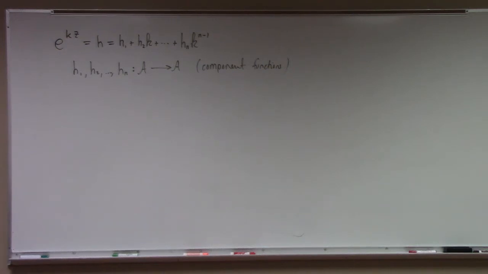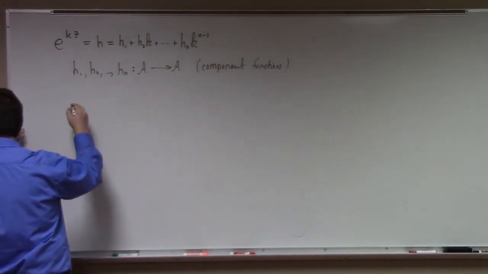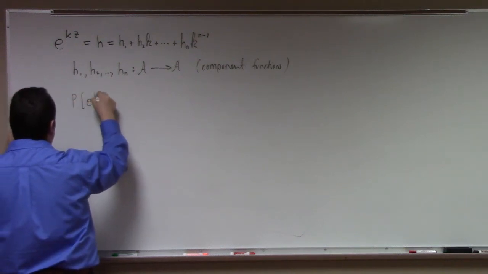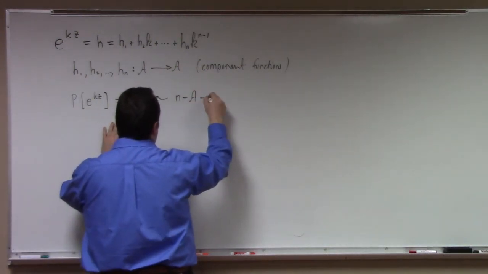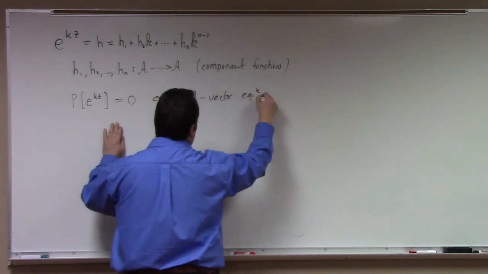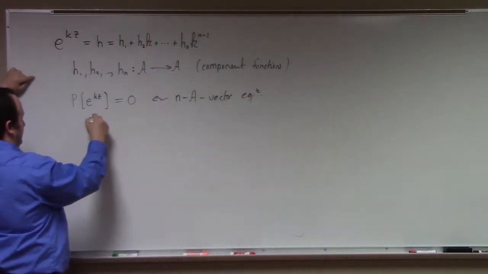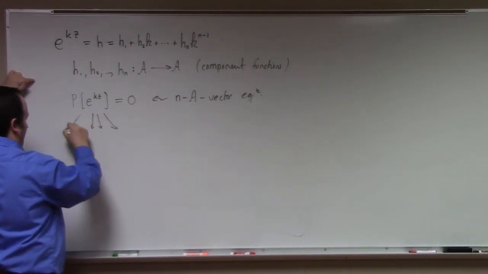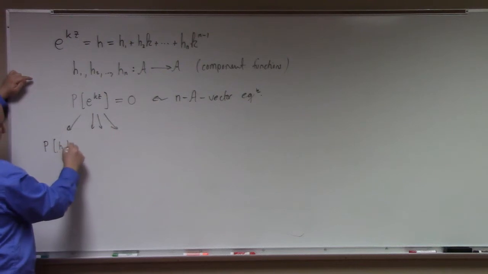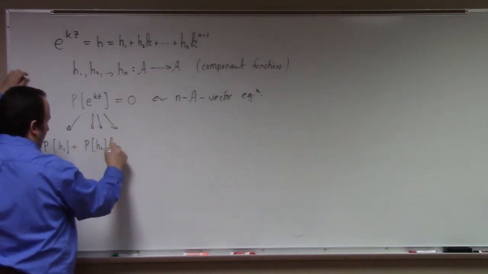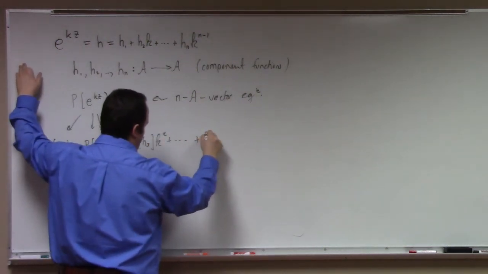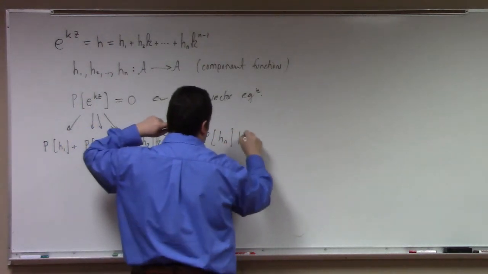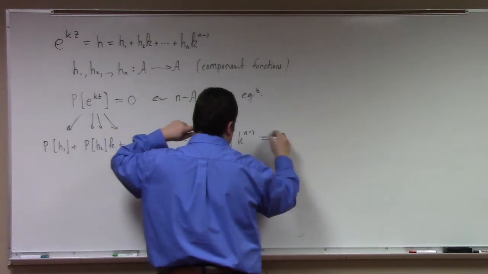And so the beautiful thing, of course, is that this equation, p of e to the kz equals 0, this is a vector equation, right? And basically this filters into n different equations. You know, it's p of h1 plus p of h2 k plus p of h3 k squared plus p of hn k to the n minus 1 equal to 0, right?